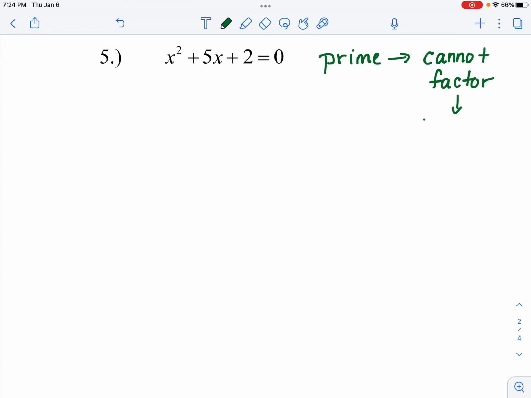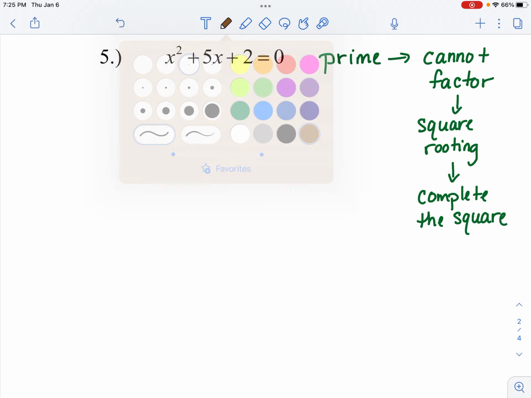So that means we have to do square rooting. But Miss Morrow, how on earth am I going to do square rooting if there's a linear term? Well, I said that this was going to happen, so here it goes. We are going to have to complete the square to get it into vertex form so that we can solve this by square rooting, okay? So we're going to complete the square. So I'm going to do that off to the side over here.